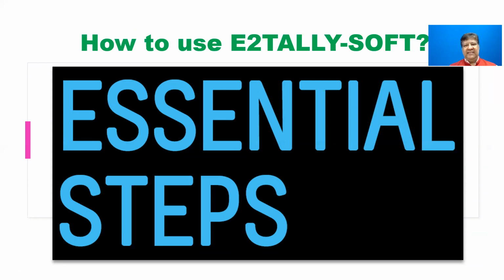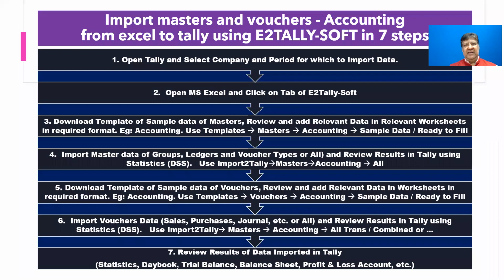Using E2Tally Soft, I said, is very simple. I'll show you practically how to use it. Now, these are the 7 steps. If you see, I'll also walk you through the steps. Open Tally and select the company and the period for which to import the data. Open MS Excel and click on the tab of the E2Tally Soft. And then you download the template of the sample data of the masters, review and adopt it as required. And then you can add your relevant data.